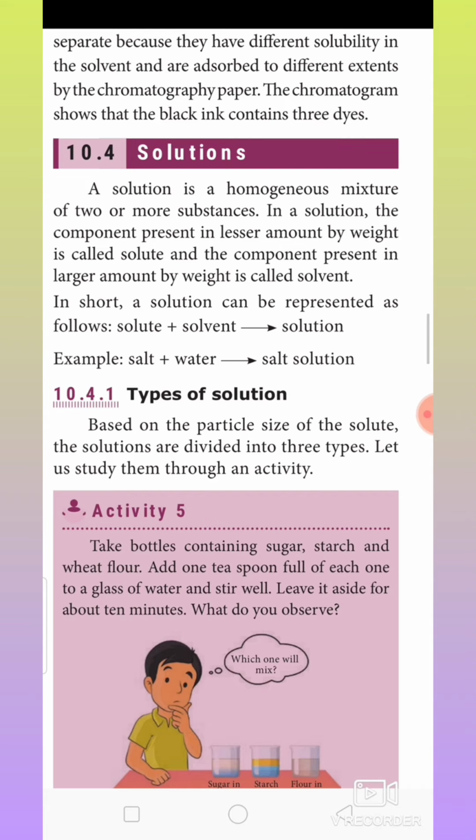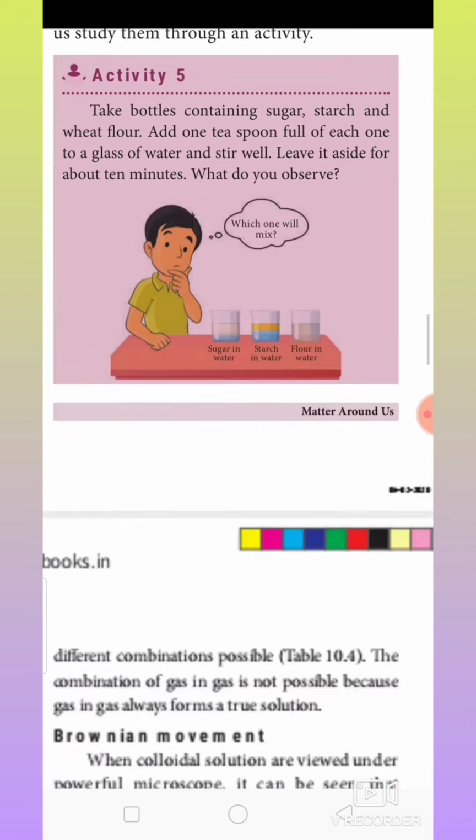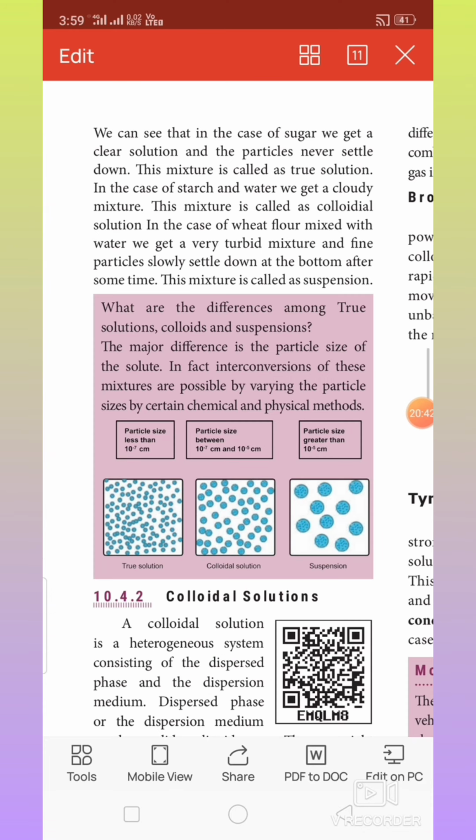Next topic, solution. A solution is a homogeneous mixture of 2 or more substances. In a solution, the component present in lesser amount by weight is called solute, and the component present in larger amount by weight is called solvent. In short, a solution can be represented as solute plus solvent gives solution. Example, salt is a solute and water is a solvent, which results in salt solution. Let's see the types of solution. Based on the particle size of the solute, solutions are divided into 3 types, namely true solution, colloidal solution and suspension.